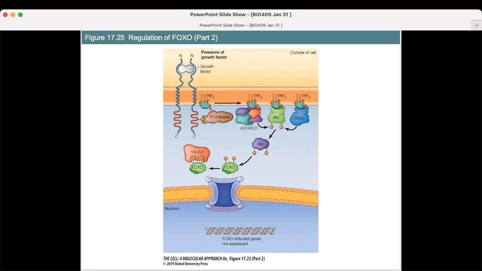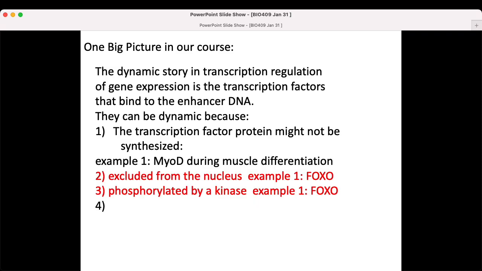Okay, Zechariah, are you here? Yeah. Just something I learned just now. Yes. Well, there are hundreds of kinases in the cell or cytoplasm.